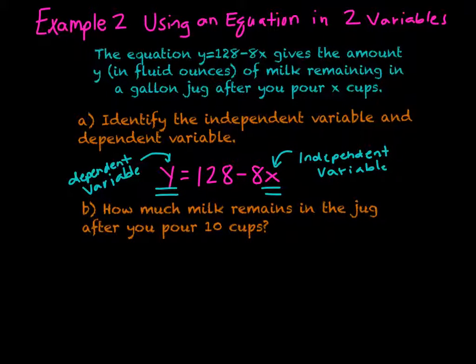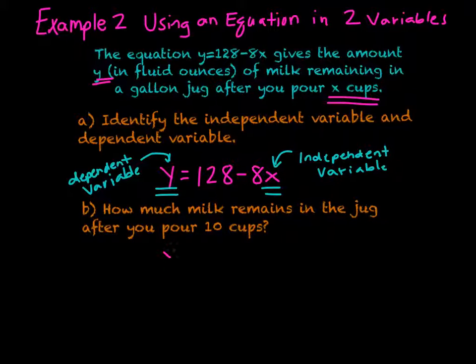And the second part of the question says, how much milk remains in the jug after you pour 10 cups? Well, we have to recognize that x is representing our cups, because that's what it said in our original problem. And we also know that it gives the amount y in fluid ounces of milk remaining. Well, we don't know what's exactly remaining because that's our dependent variable. So what we have to do is substitute our x for 10. We have to put in 10 and see what happens.